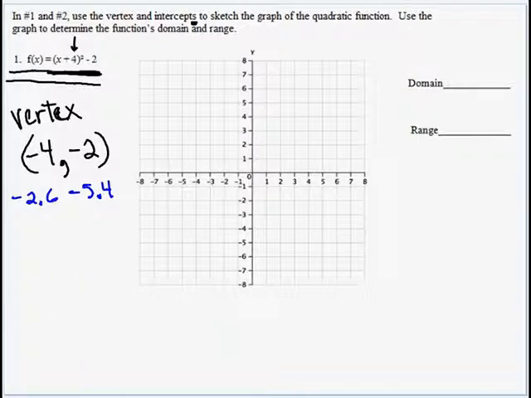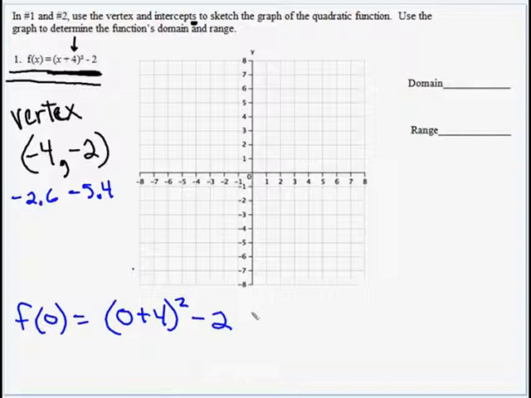Okay, y-intercept. The y-intercept is easy. The y-intercept is f of 0. So if we plug in 0, we'll have 0 plus 4, quantity squared, and then minus 2. So 0 plus 4 is 4, and we square that and get 16, minus 2 is 14. That's going to go a little off graph, but we'll be all right.